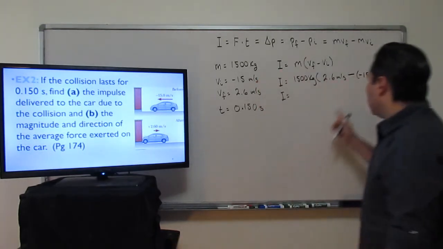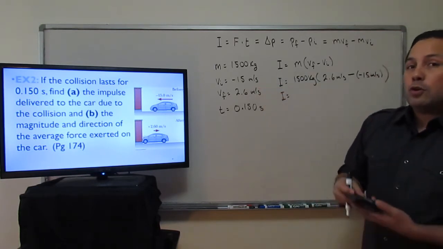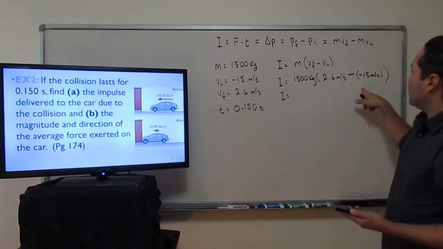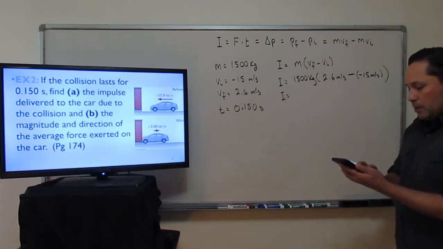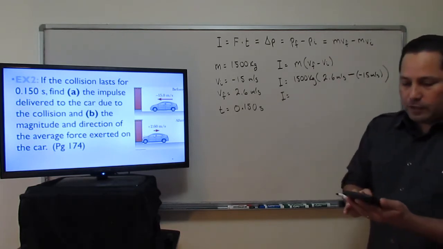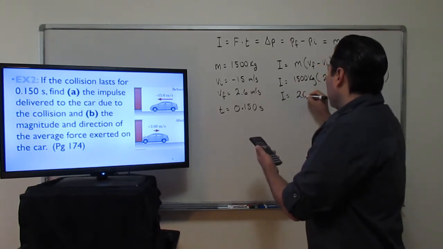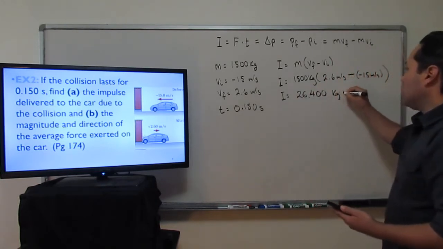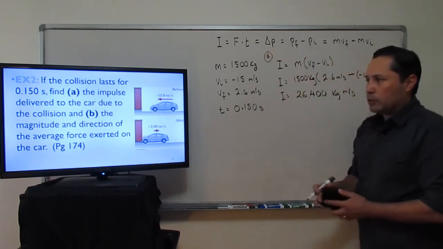I do want to point out that here we have a negative from the formula and a negative because the direction of the initial velocity of the vehicle is towards the left, which is negative in this problem. So a negative times a negative will give me a positive, so it's really 2.6 plus 15, which gives us 17.6, and then we multiply that times the 1,500, the mass of the vehicle, and we end up with our answer for the impulse: 26,400 kilograms times meters per second. So that is part A of this problem, find the impulse.